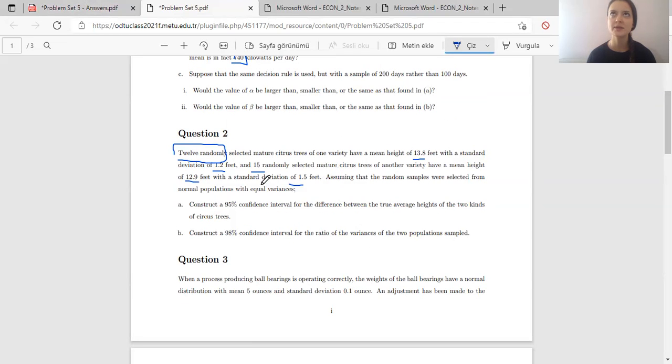I must remind you that these standard deviations are sample standard deviations. In the question, we're given that the variances of the two populations are actually the same. But in samples, the standard deviations change in this question. So we're asked to construct a 95% confidence interval for the difference between true average heights of the two kinds of citrus trees.